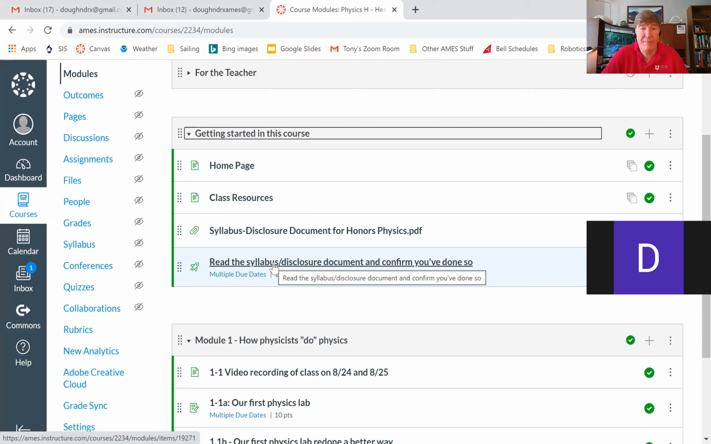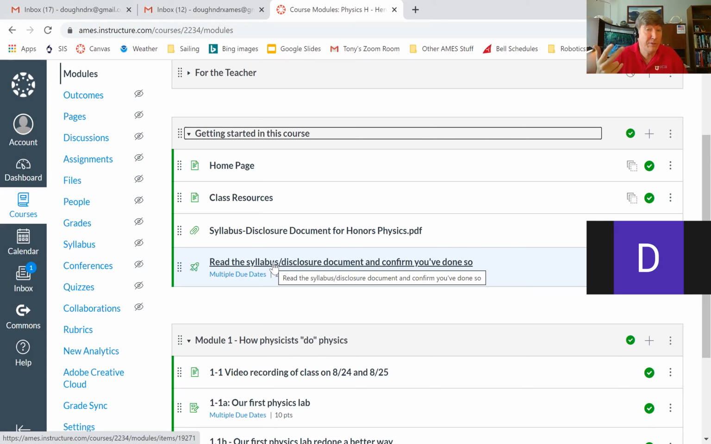And when I look on Canvas, I see that most of you have done that, so good for you. But a few of you still haven't done that. So do that, that's really important. It counts as an assignment, it's worth 10 points. And if you didn't do it by the beginning of class today, well, that's going to be one of your late assignments.